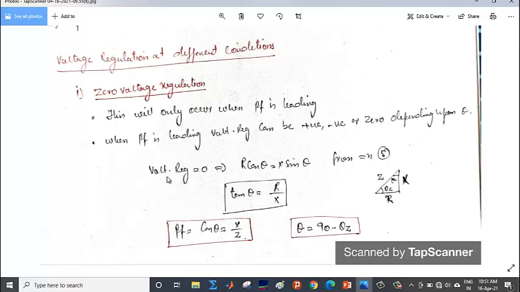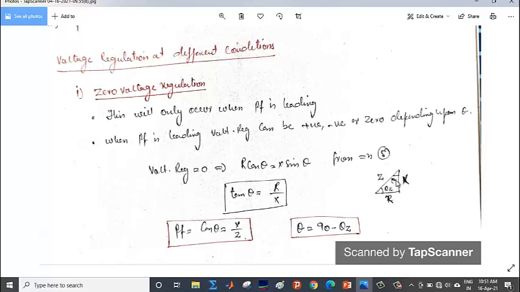So from here, when the voltage regulation is 0, R cos theta should be equal to X sin theta. That means tan theta is equal to R by X. But this theta is a power factor angle. When we make the impedance triangle of R and X, this will be X, this will be R, this will be Z. So this angle will always be the impedance angle. But here we get from this relation that tan theta is equal to R by X.